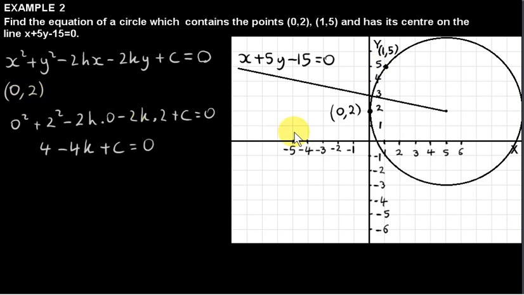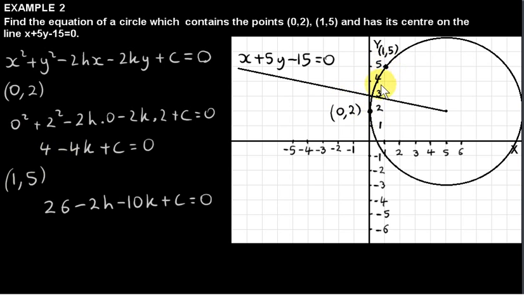So, just like before, we use the fact that we have 2 points on the circle. 0, 2 is a point on the circle, so it must satisfy the equation of the circle. So if we plug 0, 2 in and simplify, we get 4 minus 4k plus c equals 0. Since 1, 5 is on this equation, if we plug 1, 5 in, we get 26 minus 2h minus 10k plus c equals 0.